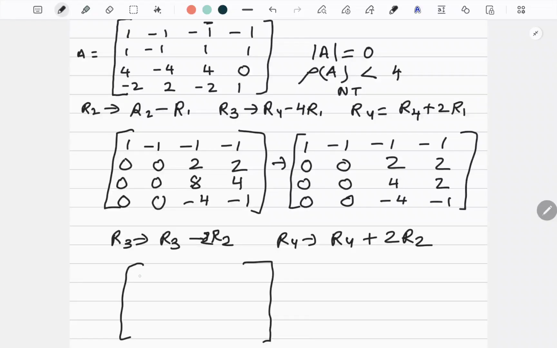Now see what I am getting. 1, minus 1, minus 1, minus 1; 0, 0, 2, 2; 0, 0. Now 4 minus 4 is 0. 2 minus 4 is minus 2. Next one, 0, 0. Now I am adding, so minus 1 plus 4 will be 3. Right? So I got this.